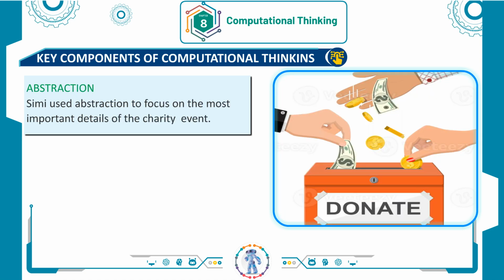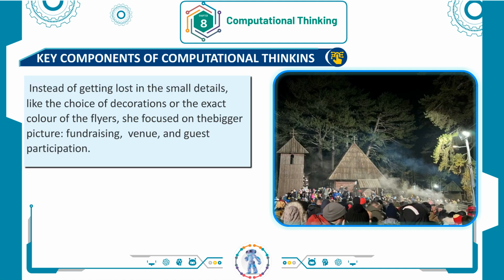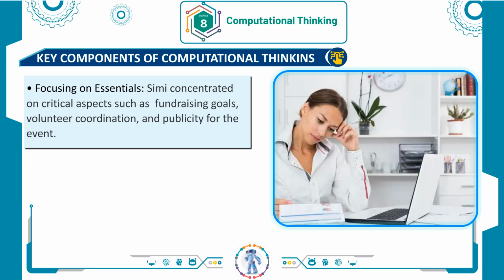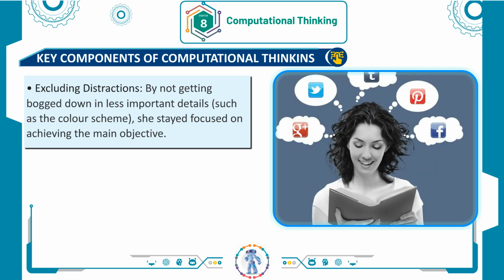Abstraction. Simi used abstraction to focus on the most important details of the charity event. Instead of getting lost in the small details, like the choice of decorations or the exact color of the flyers, she focused on the bigger picture: fundraising, venue, and guest participation. Focusing on essentials, Simi concentrated on critical aspects such as fundraising goals, volunteer coordination, and publicity for the event.